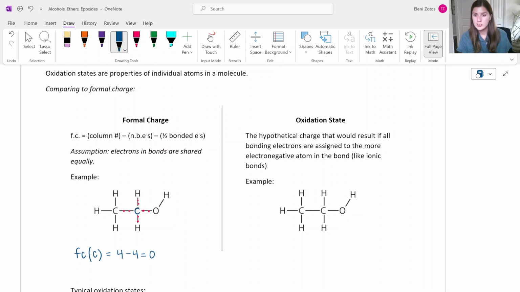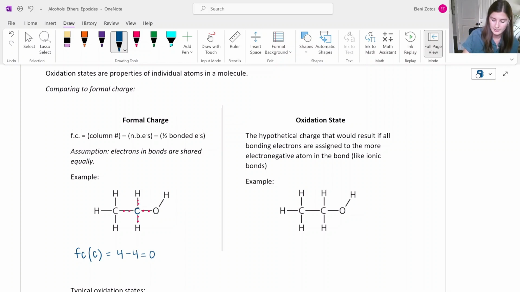For oxidation states, the main change in the assumption about ownership of electrons is that, instead of assuming electrons in a bond are equally shared between the two atoms participating in that bond, the assumption is that the electrons are completely owned by the more electronegative element.